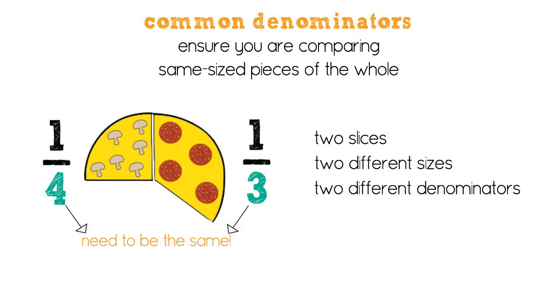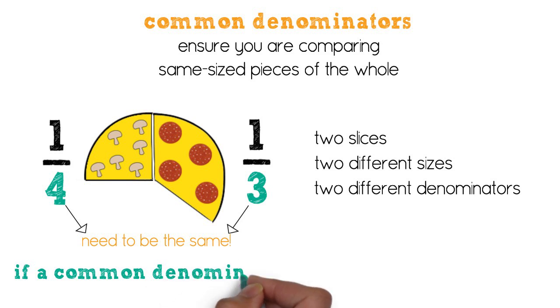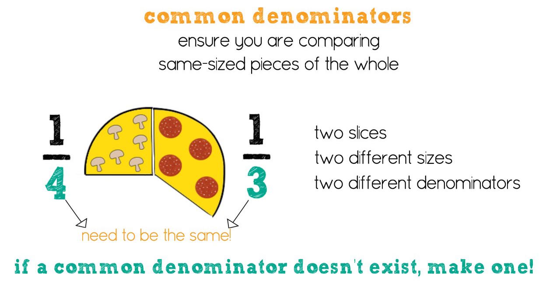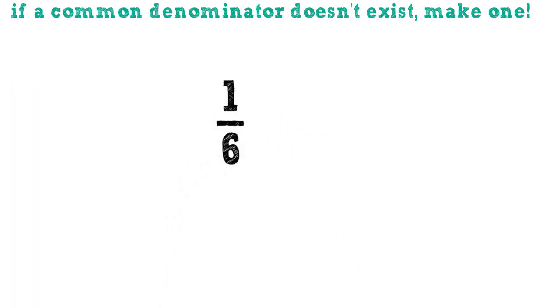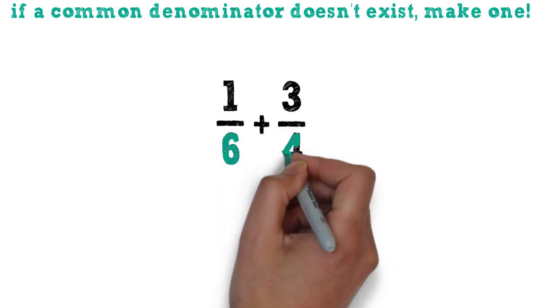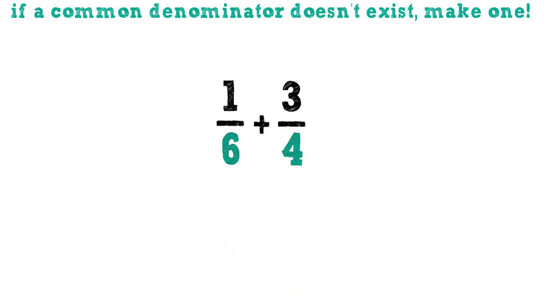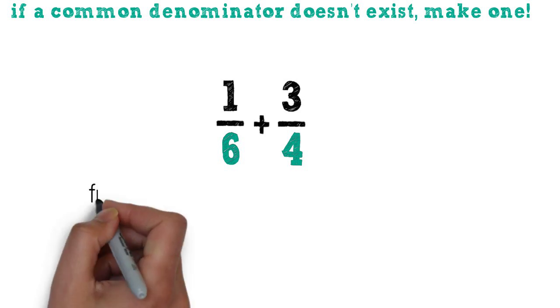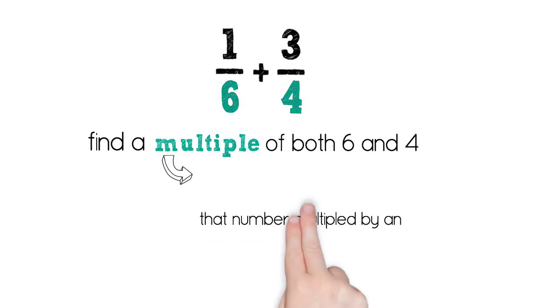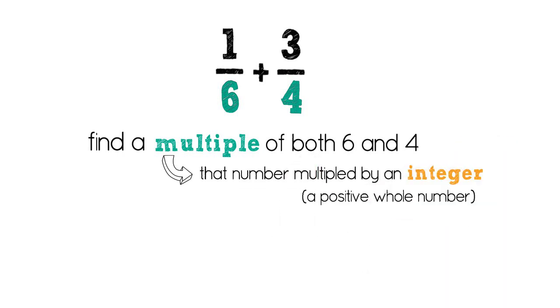So, what do we do if the fractions we need to add do not have a common denominator? First of all, don't panic. And second of all, you must get a common denominator. Follow these steps and you'll be on your way. Let's take the problem 1/6 plus 3/4. As you can see, our denominators are 6 and 4, definitely not the same numbers. In order to get a common denominator, you have to think of a number that is a multiple of both 6 and 4.